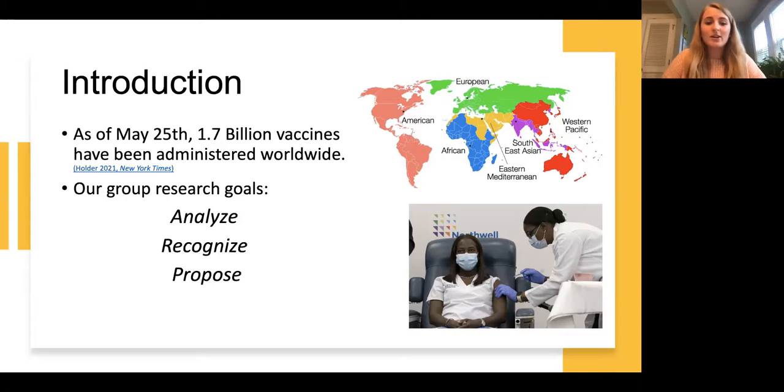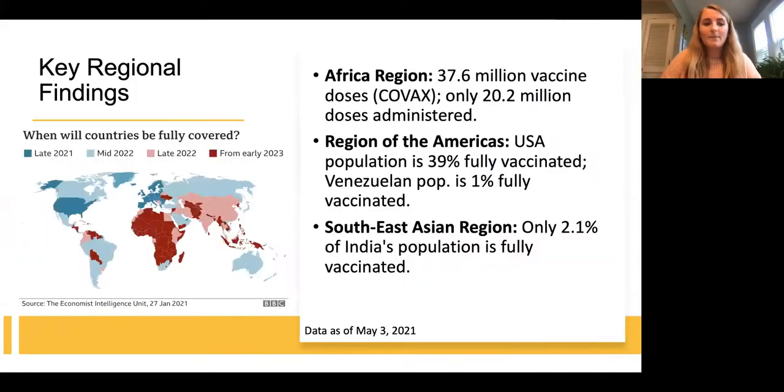Within our group, we tasked ourselves with the following goals. Our first goal was to analyze the current pandemic situation and vaccine rollout process for each of the World Health Organization defined regions, recognize the inequalities that are impeding the success of the vaccine distribution, and propose a solution to address these inequalities and create a campaign to encourage public involvement.